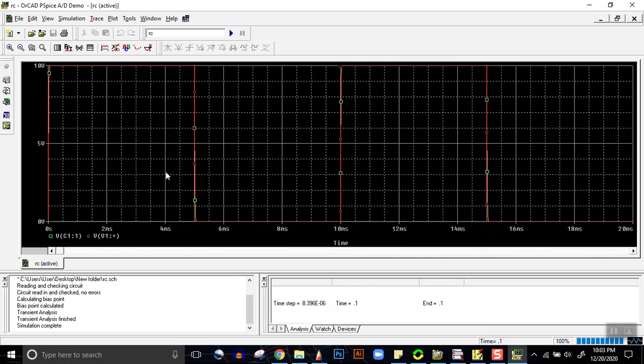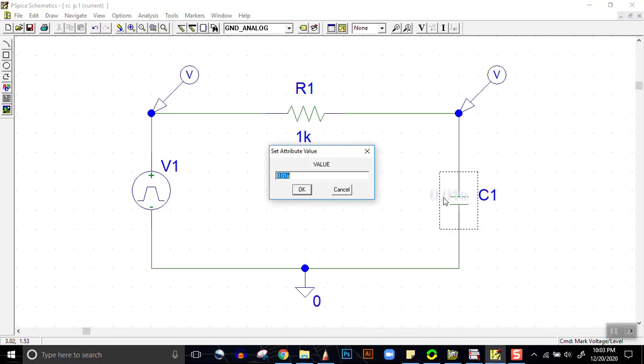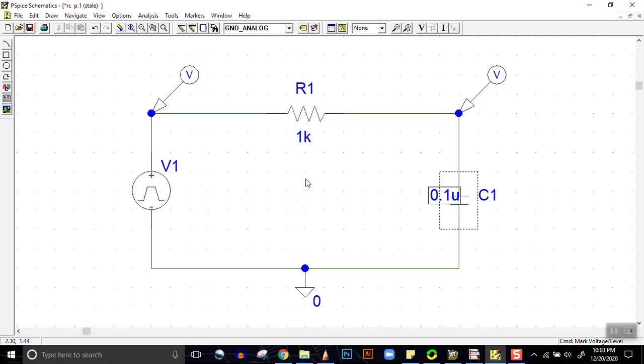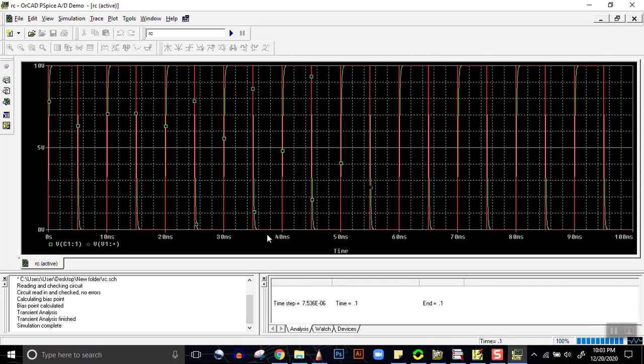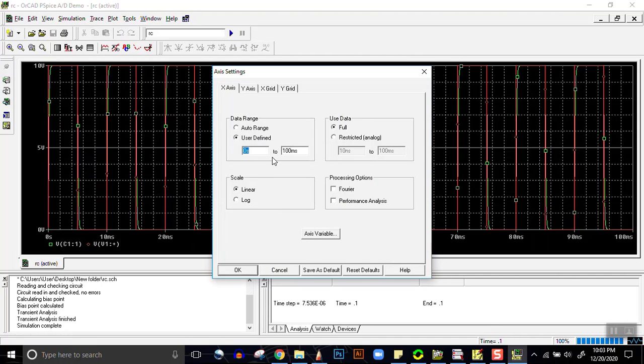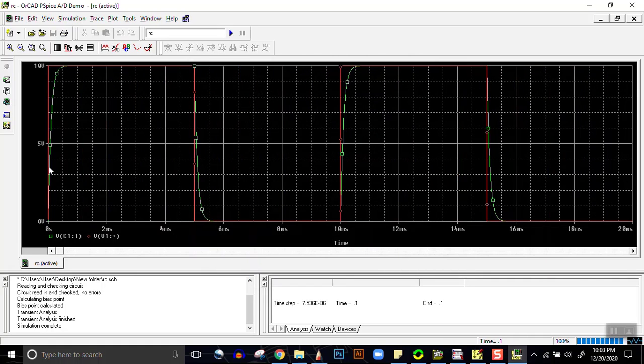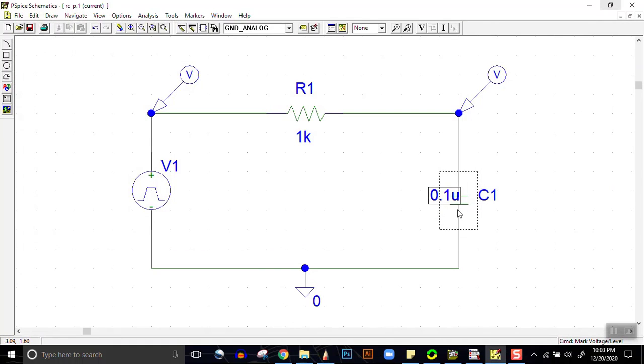20 m. You see, it's rising very fast. You cannot even see it. It's rising so fast. So the smaller the value of capacitor, the faster it would rise. So if we turn 0.1 micro, it will be rising a little slower. Let's check. So here it's rising a little slower than the earlier value. So from this experiment we can find that the smaller the value of capacitor, the faster it will rise.